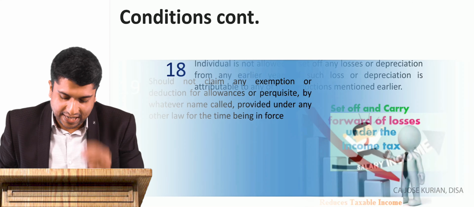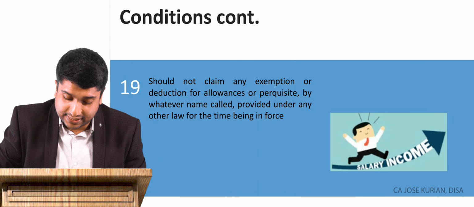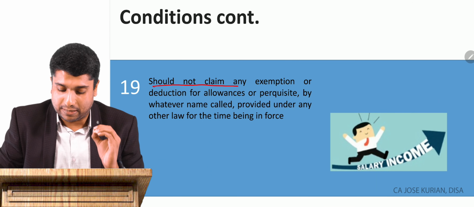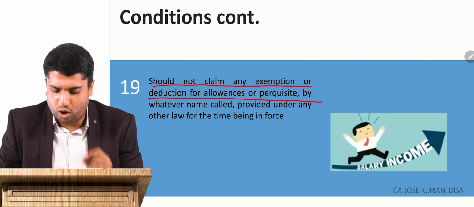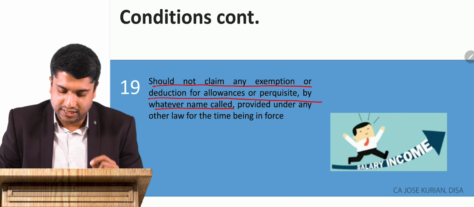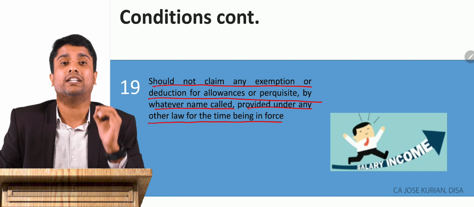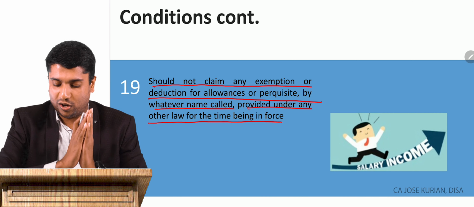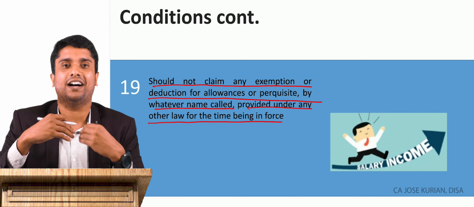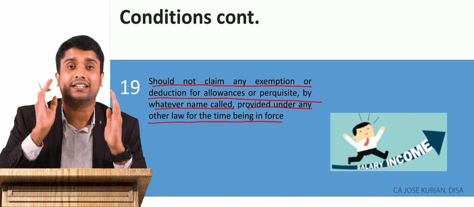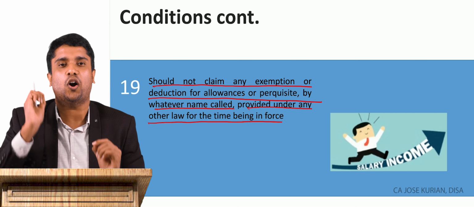And condition number 19 and the last condition, they are saying you should not claim any exemption or deduction for allowances or perquisite by whatever name called provided under any other law for the time being in force. All the exemption for allowances and perquisites are gone. That is what the condition number 19 is all about.